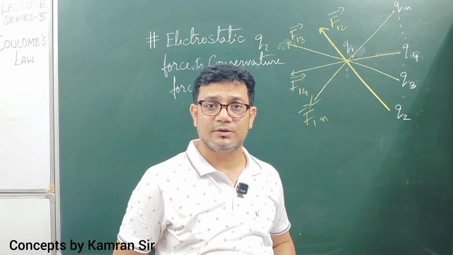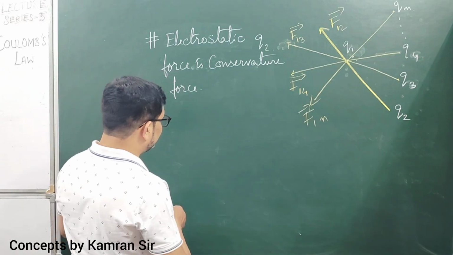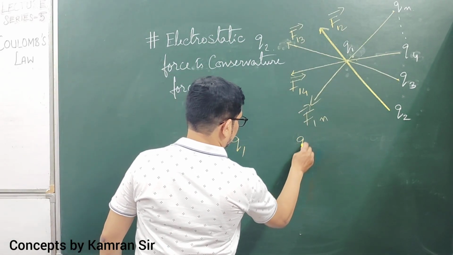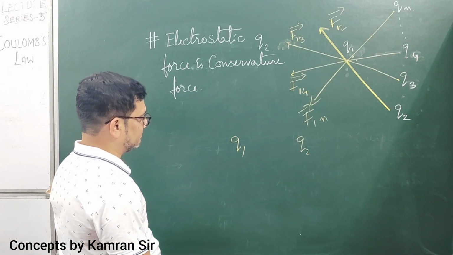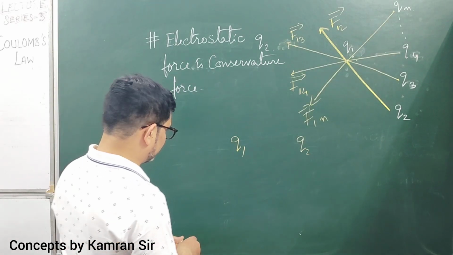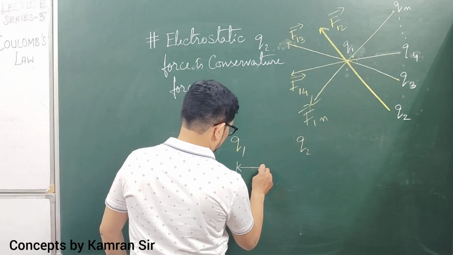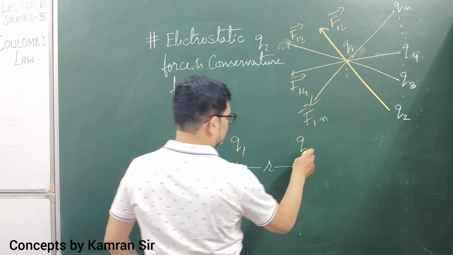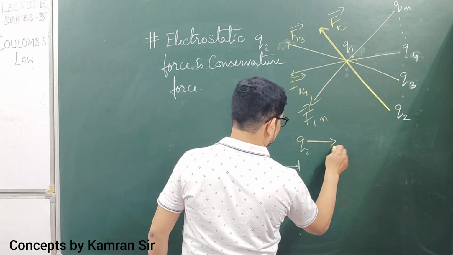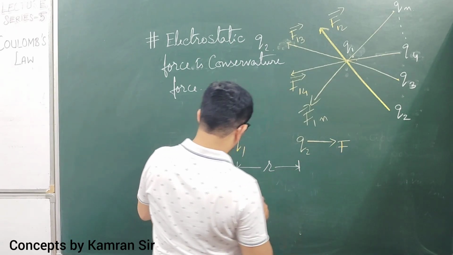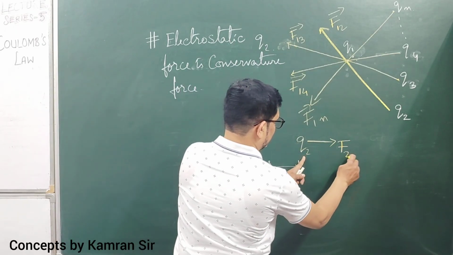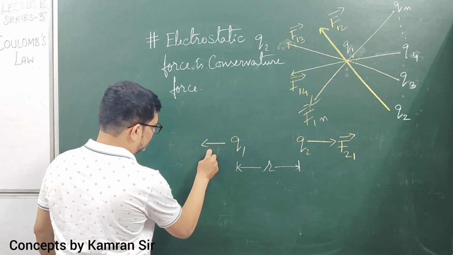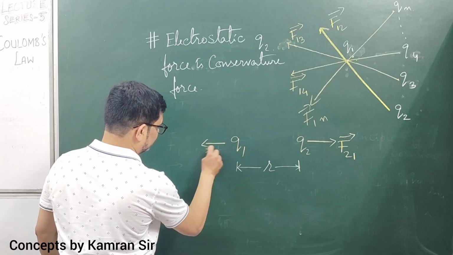What if there is an intervening medium? Suppose you have Q1 here and Q2 here. Let's take an example where the nature is similar and the distance is R. So what are the forces? Force on 2 because of 1 would be in this direction, and force on 1 because of 2 would be in this direction, right?